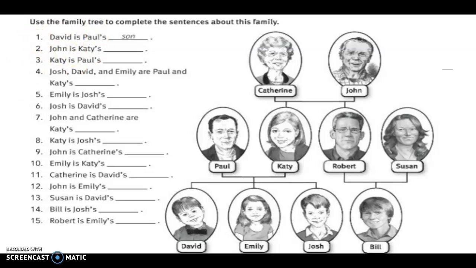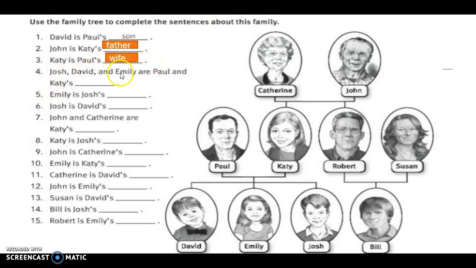Now, John is Kathy's... John is Kathy's father, of course. Kathy is Paul's... look at them. Kathy is Paul's wife.